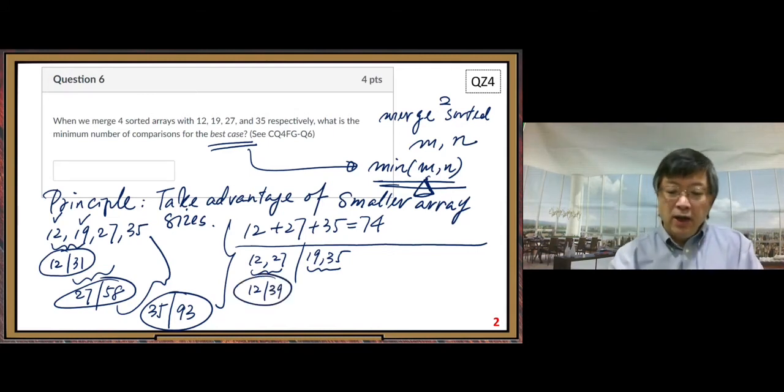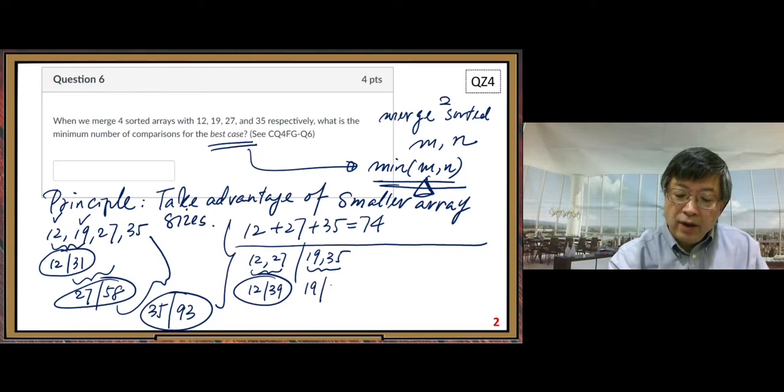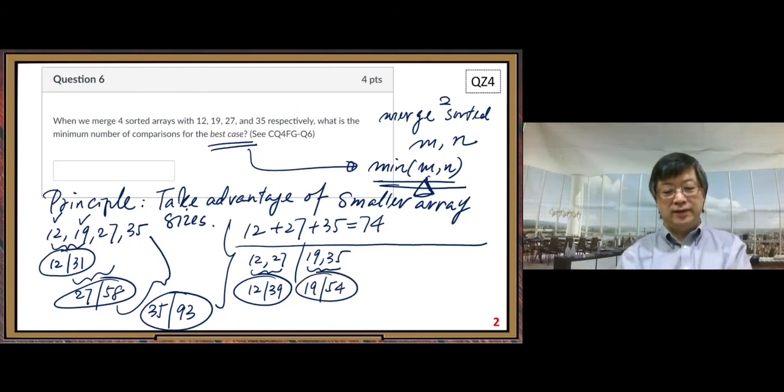So here we get 12 comparisons, the size 39. Here we get 19 comparisons, the size 54.